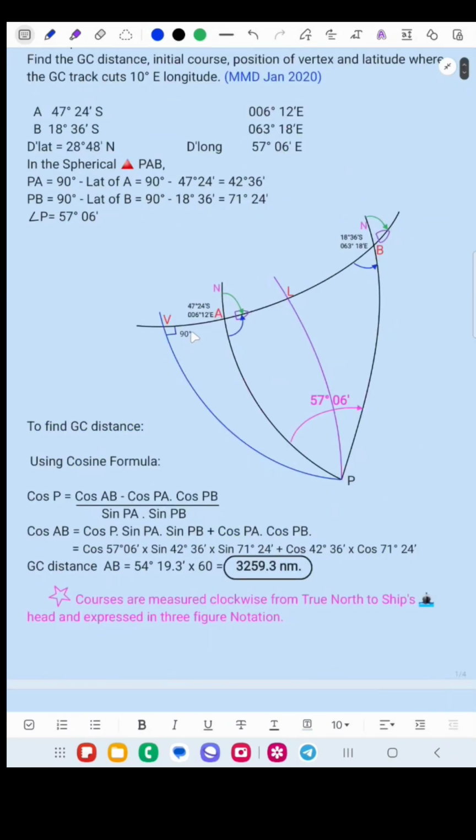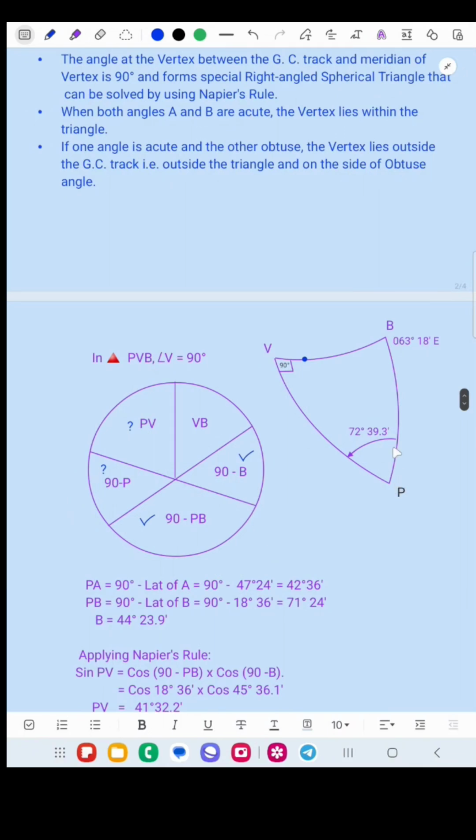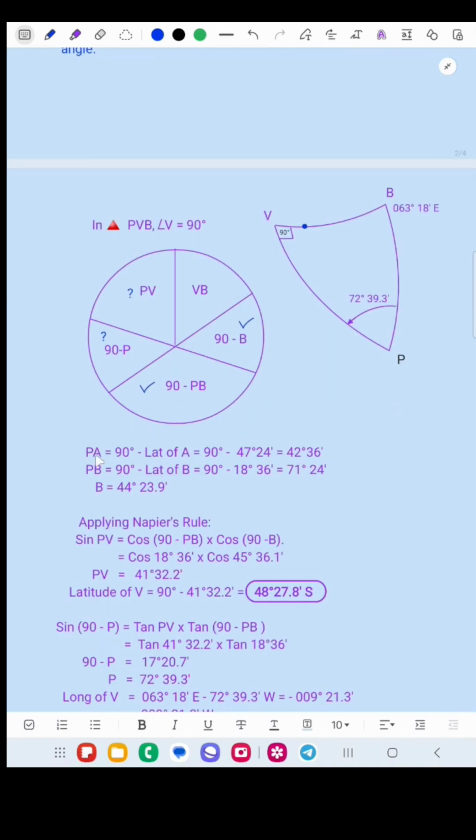For finding the vertex, we have taken the triangle Papa Bravo Victor, PBV. In this triangle, angle B is 90 degrees. PA we have already calculated: 90 degrees minus that of A is equal to 90 degrees minus 47 degrees 24 minutes, which is equal to 42 degrees 36 minutes.